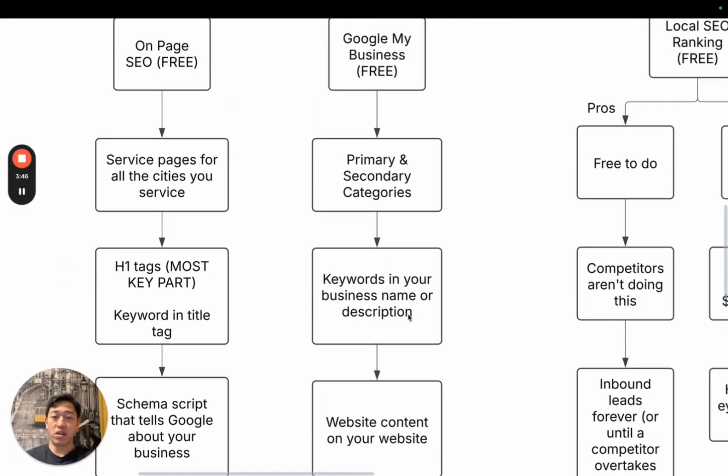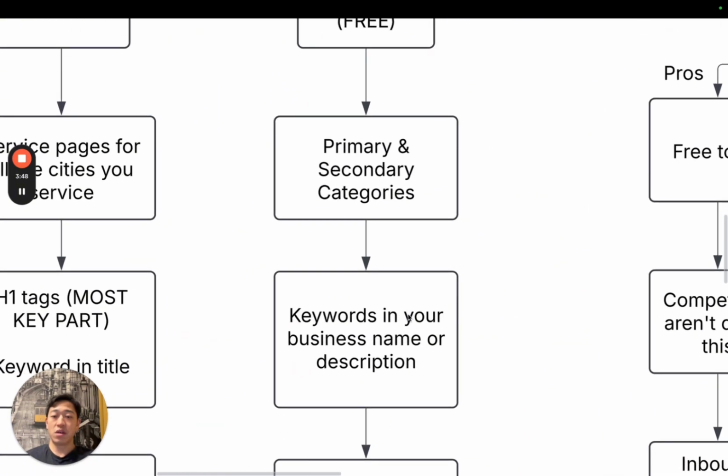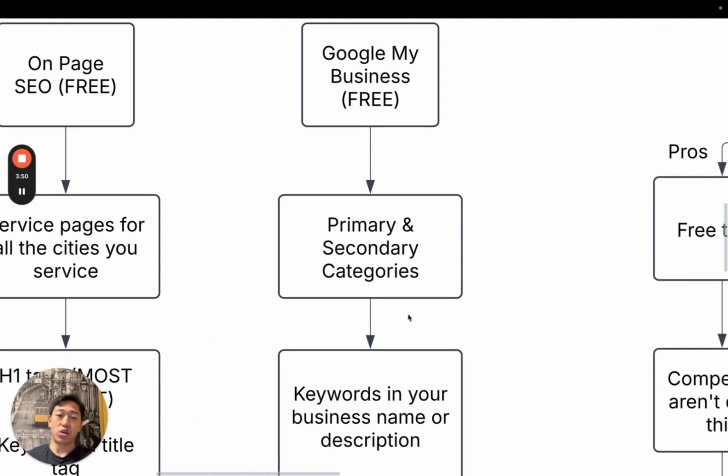And let's get into the Google My Business. I'm sure you probably have a Google My Business profile if you're a local contractor, but the number one ranking factor on Google My Business is the primary and secondary categories. You want to make sure that your primary category is on point and your secondary categories are listed as well. If it's not the main service you're offering, you shouldn't have that as your primary category.